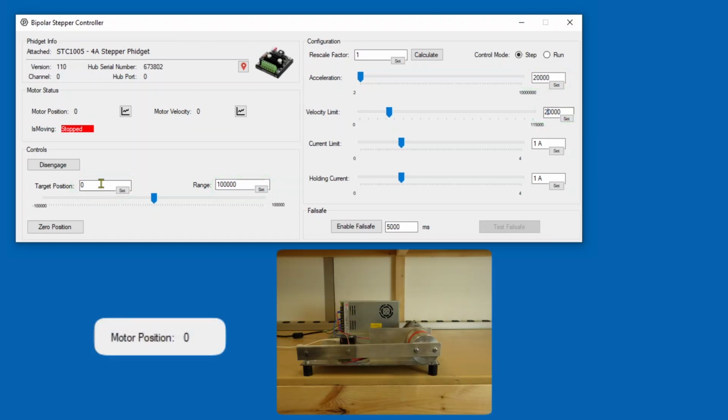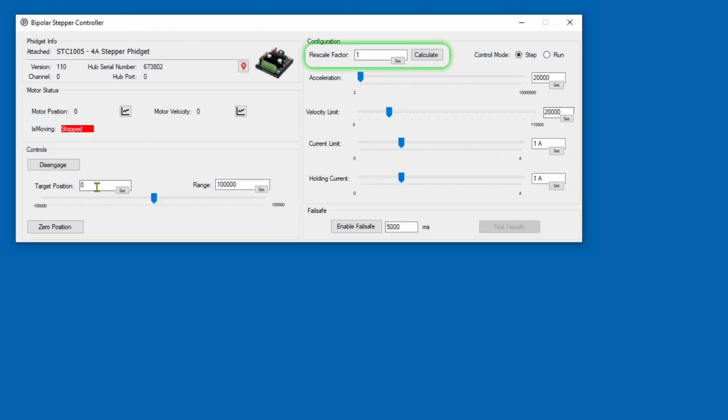A velocity of 20,000 steps per second is difficult to conceptualize, and the position moved will vary depending on your motor's specifications. Rescale factor lets us easily change to something useful, like degrees.